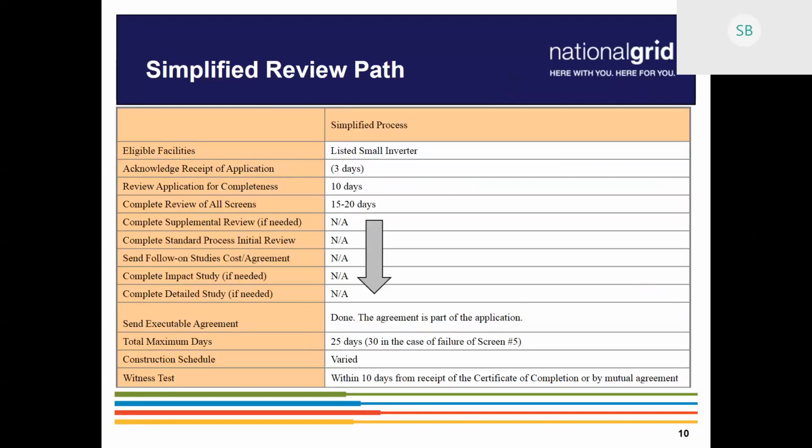Before getting there, it is a good idea to wait to construct the system until after you receive that conditional approval email. Just in case anything comes up in the infrastructure review, it's good to know that before you construct the system. So once you submit, oh, sorry, I have my notes.